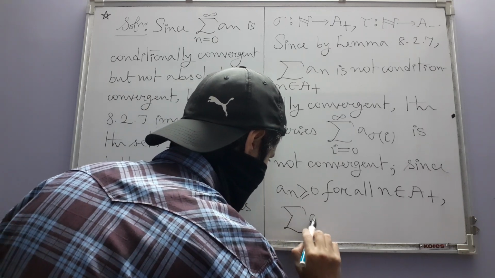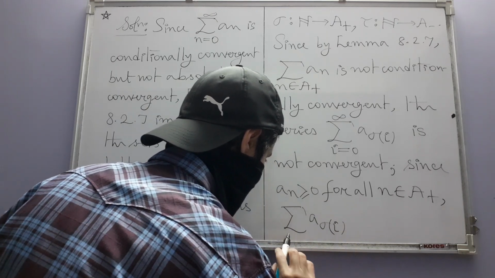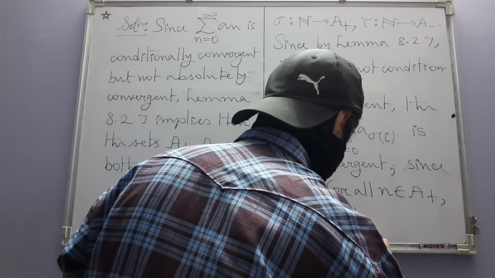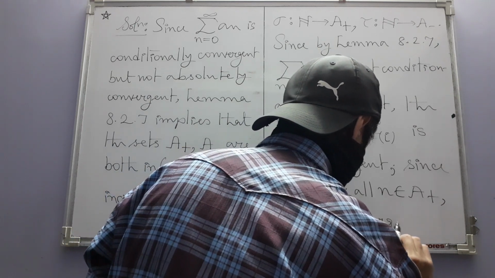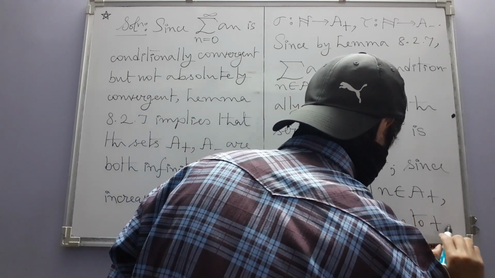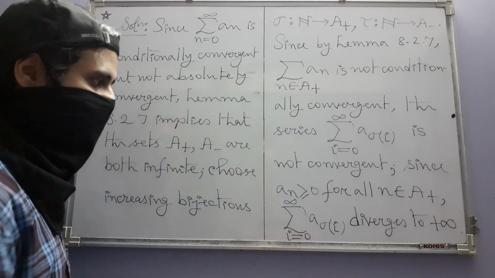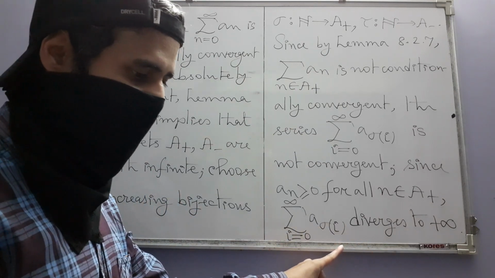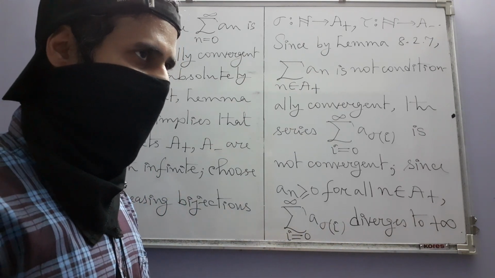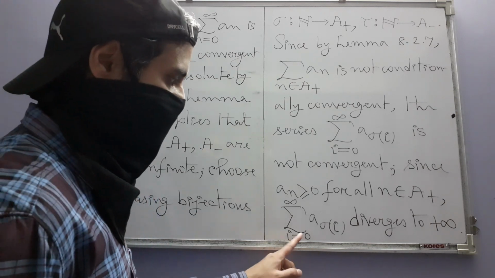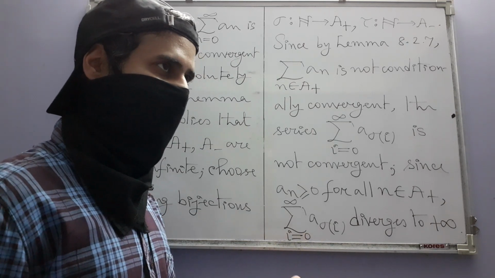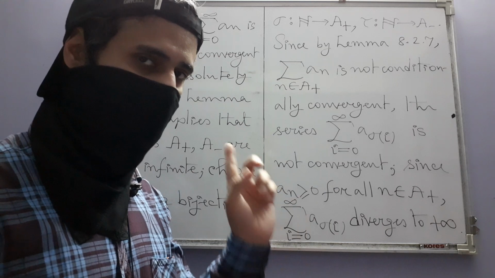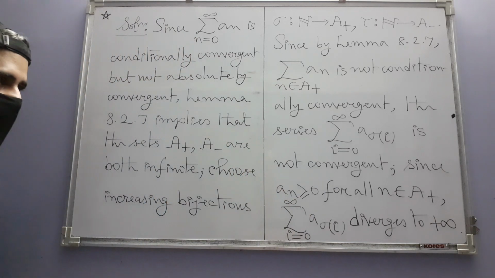summation A sigma of i, where i varies from 0 to infinity, diverges to plus infinity. And if you want, you can refer to that result here also. I mean, what will that be? It will be, I think, Lemma 7.3.1 or something like that, where we deal with convergence or non-convergence of series of non-negative real numbers. So go back to that section, then you will understand what I am talking about.